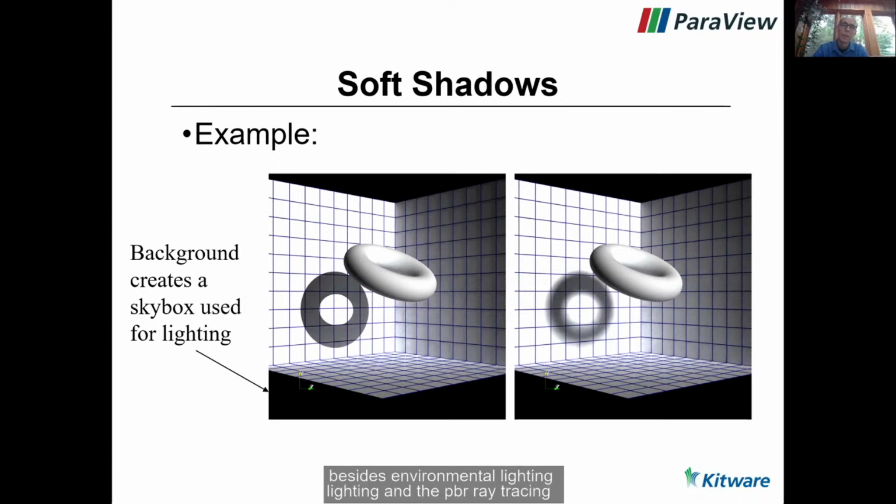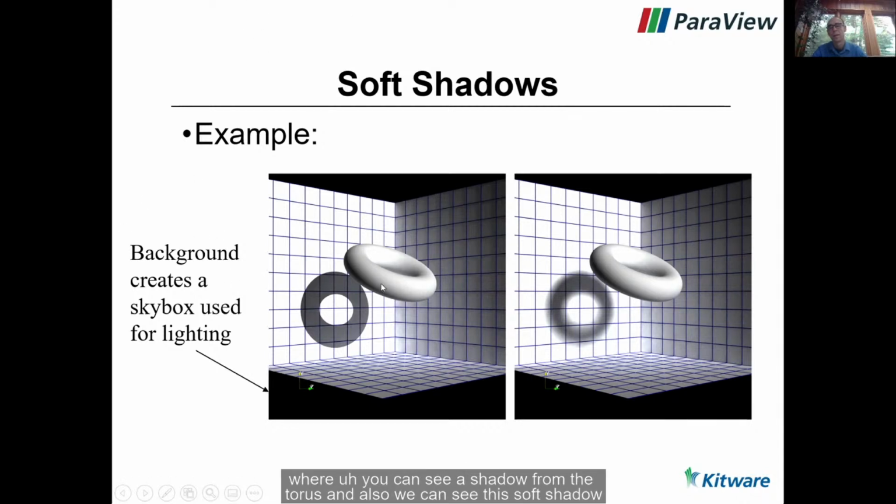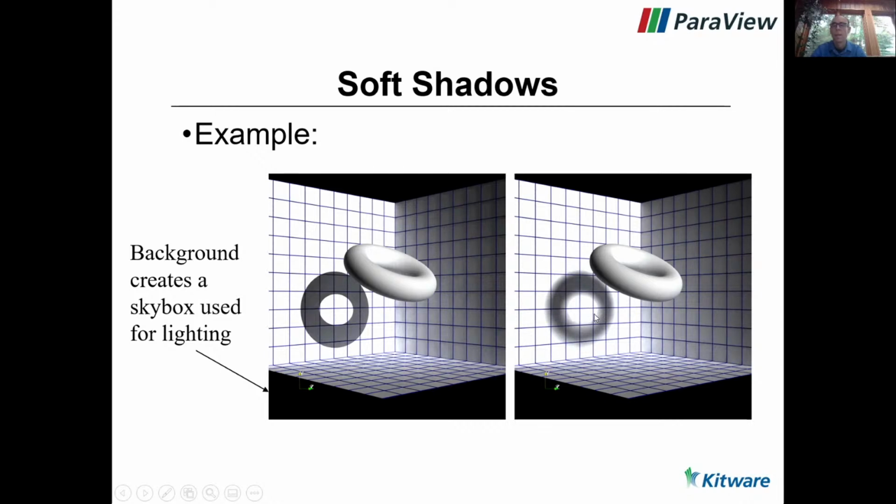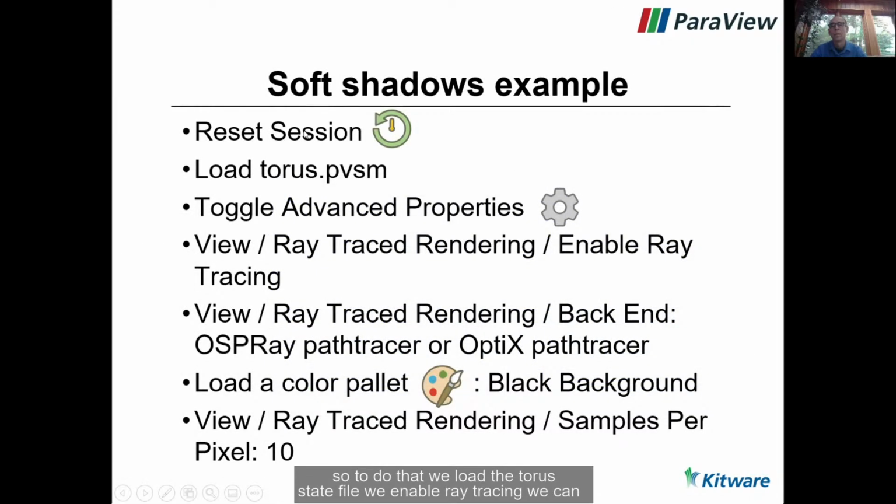Besides environmental lighting and PBR, ray tracing supports shadows. So we're going to look over this example where we can see a shadow from the torus, and also we can see this soft shadow. To do that, we load the torus state file. We enable ray tracing. We can switch between the OSPRay and OptiX path tracer to see that they're pretty much identical.